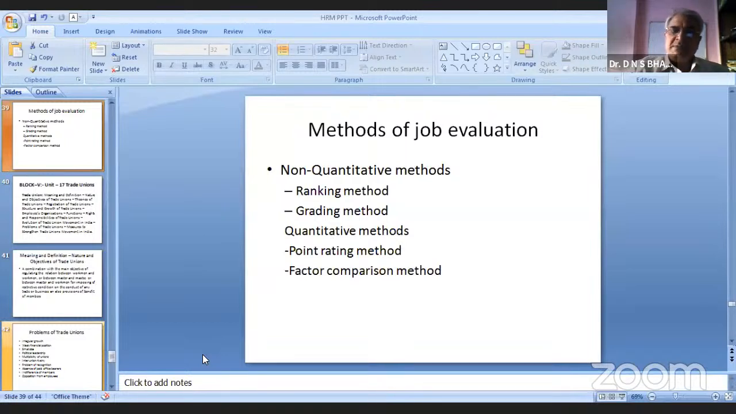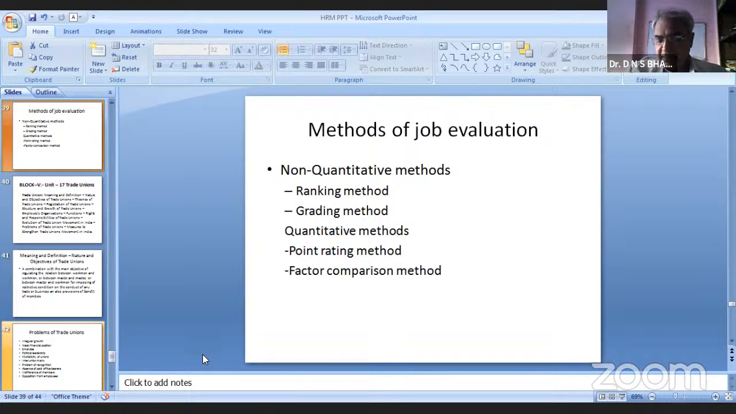So this method, let us go in an elaborate way so that you will be able to understand. First one, non-quantitative methods. What is non-quantitative? We are not using any sort of mathematical values. We are comparing the jobs, comparing one job with another, and then we are ranking the jobs. First one is called the ranking method.